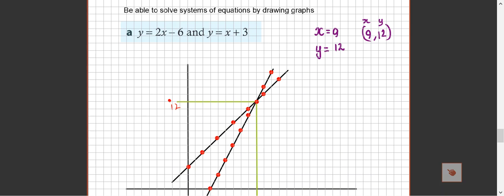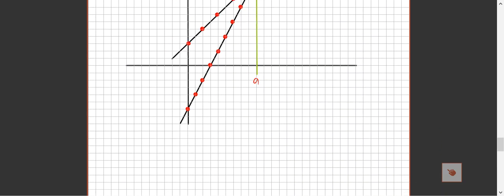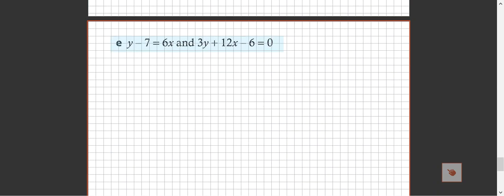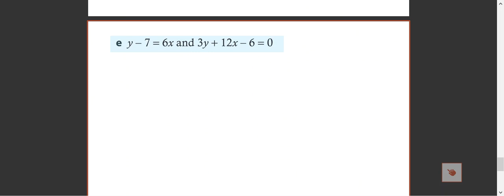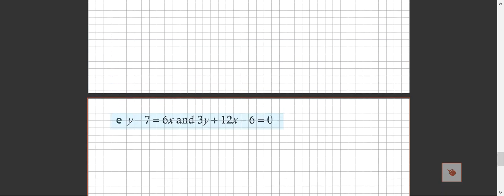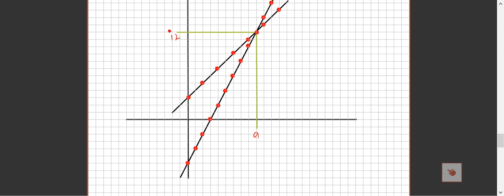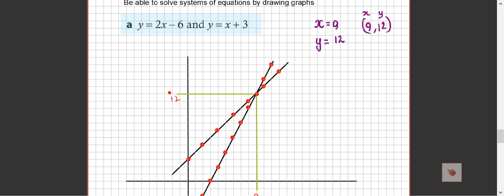I'm going to let you try that in a sec, but just before you do, the next one we're going to have a look at is this one. Why is this one different? Potentially, it's not in gradient intercept form. So one of the options is to convert it. But what I'm going to get you to do first is make sure that you can replicate what I've just done there in your notebook.